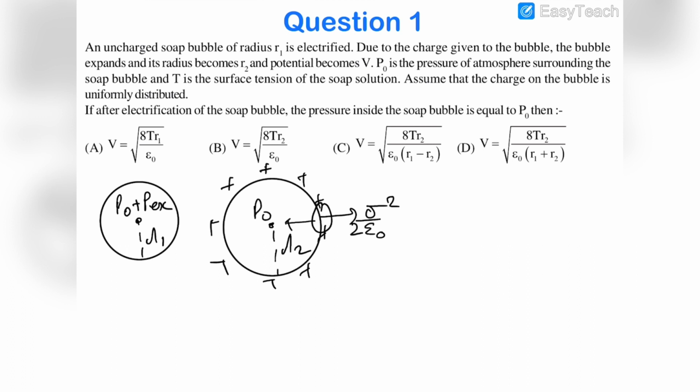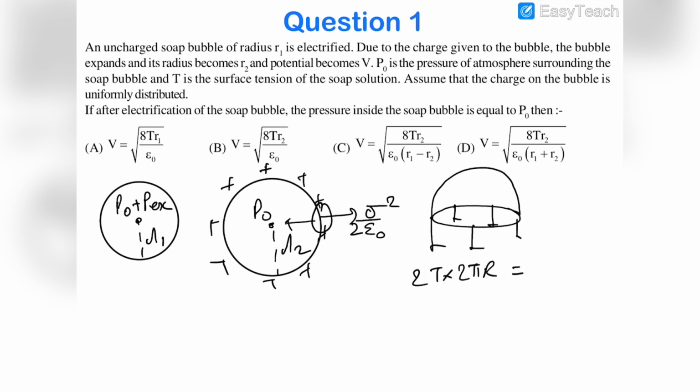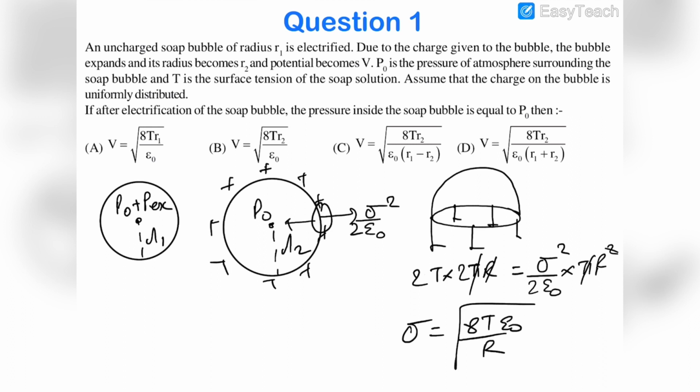And we know that on a half soap bubble, the surface tension force will be 2T into 2 pi r, and that is equal to this pressure, sigma square by 2 epsilon naught, into pi r square. Cancelling pi with pi, r with r, sigma is equal to under root of 8T epsilon naught by r.